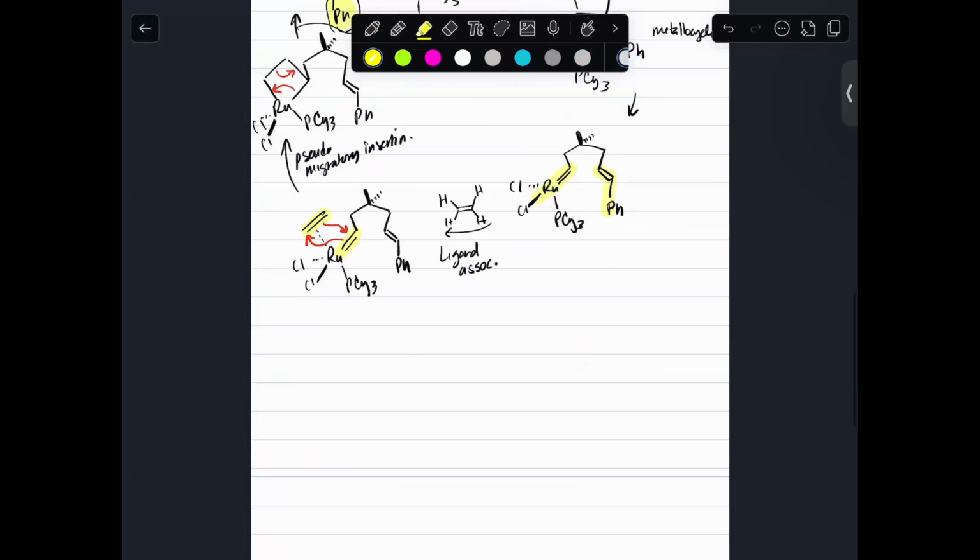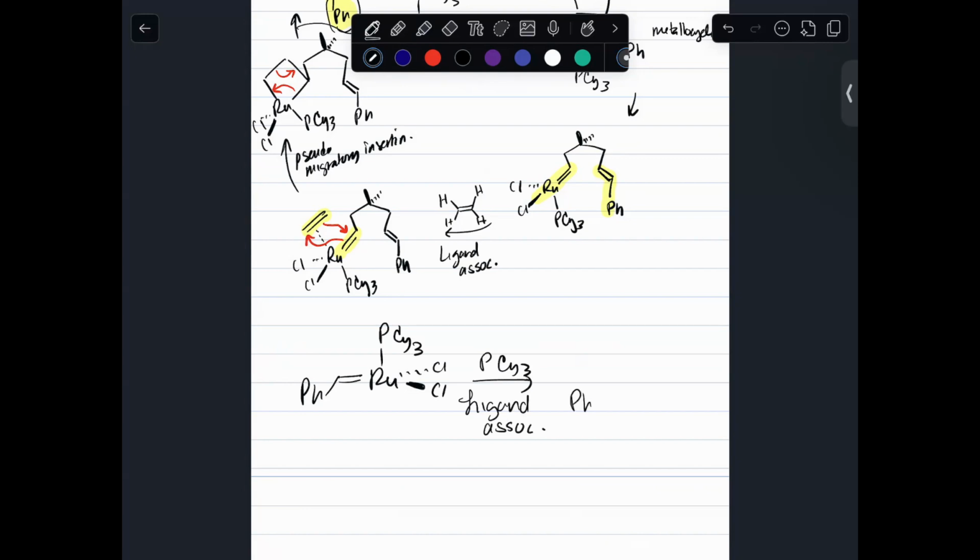So let me remind you what the precursor to my product, to my catalyst is, followed by the addition of my phosphine ligand. So pretty clever.